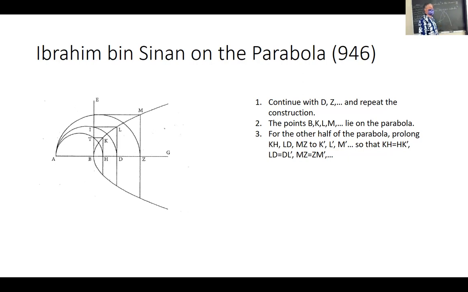So it's a nice little way to do that. He does a similar thing for the hyperbola.